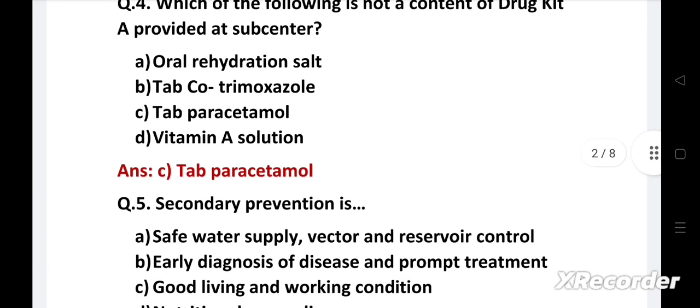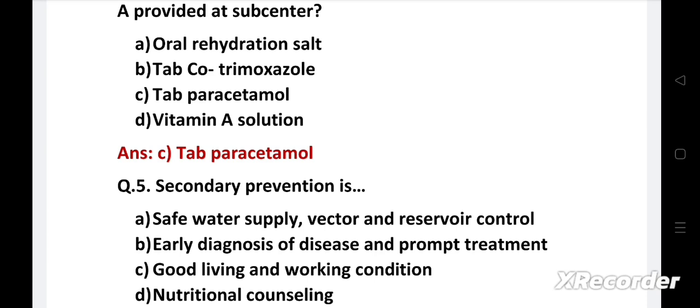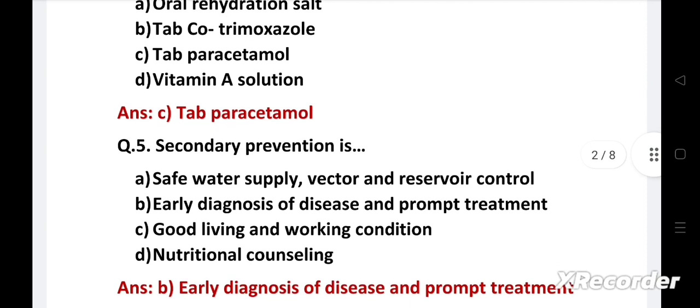Next question: secondary prevention is option A, safe water supply, vector and reservoir control. B, early diagnosis of disease and prompt treatment. C, good living and working condition. D, nutritional counseling. Right answer is option B, early diagnosis of disease and prompt treatment. Secondary prevention mainly aims to reduce the impact of a disease that has already occurred. This is done by detecting and promptly treating the disease or injury as soon as possible to slow its progress.